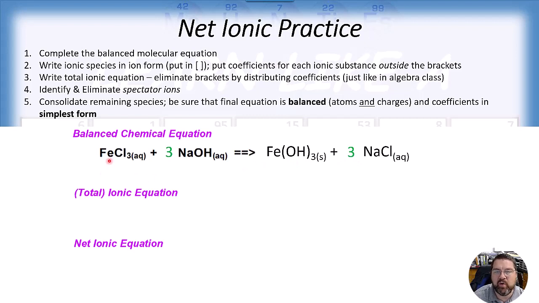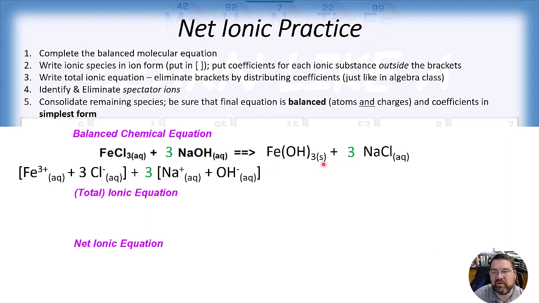And so now when we break these down, FeCl3 is going to dissociate into 1 iron 3 ion and 3 chloride ions. Sodium hydroxide will dissociate into sodium ion and hydroxide ion. There are 3 sodium hydroxides, so we need to put the 3 outside of the brackets. On the product side, we've got our iron 3 hydroxide solid, and our sodium chloride dissociates into sodium ions and chloride ions. But again, there's 3 NaCl, so we have to put a 3 on the outside of the brackets.